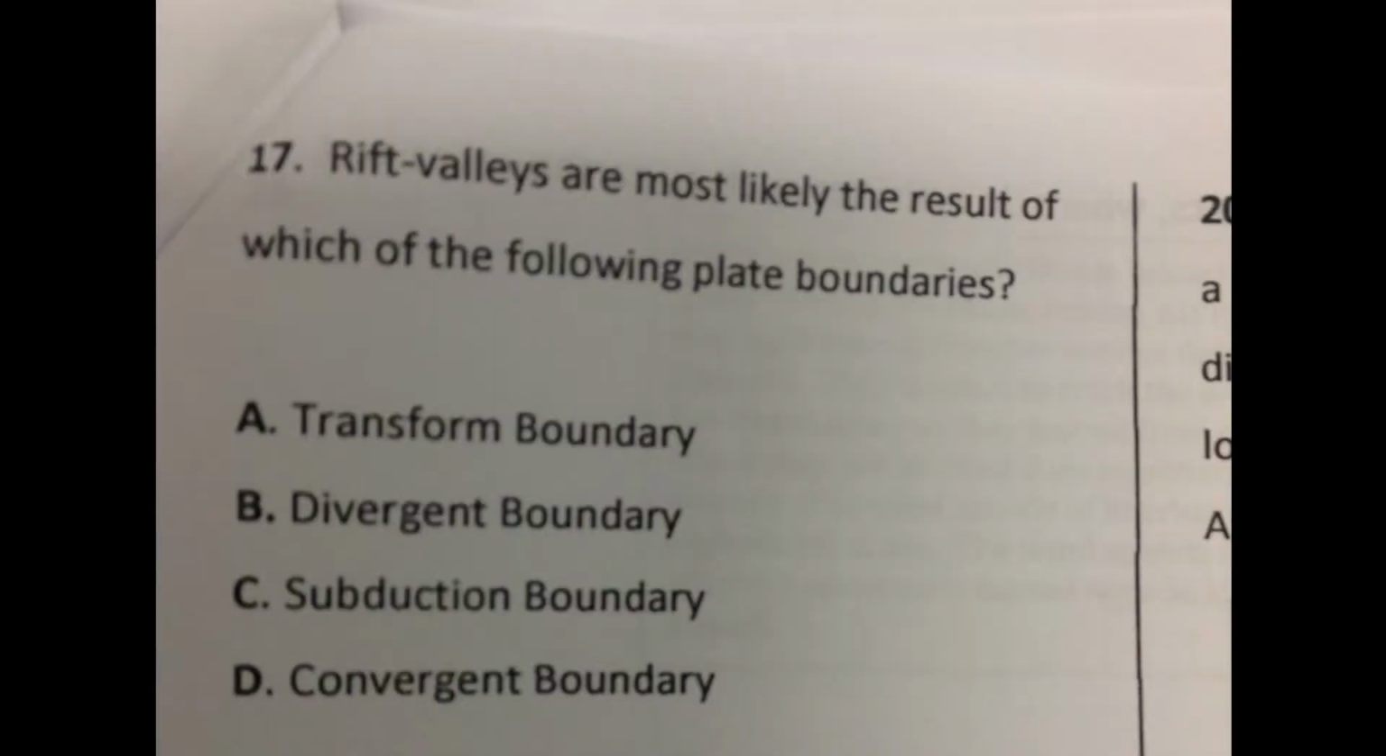17. Rift valleys are most likely the result of which of the following plate boundaries? A. Transform boundary. B. Divergent boundary. C. Subduction boundary. D. Convergent boundary.